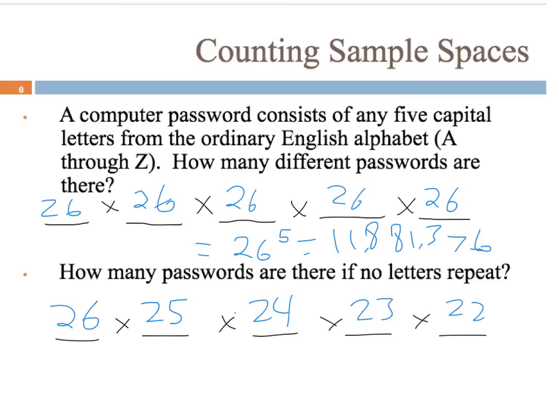So in the end, it would come down to 26 times 25 times 24 times 23 times 22. And that's going to be a little bit less. That's going to come out to, let's see, 7,893,600 possibilities there.